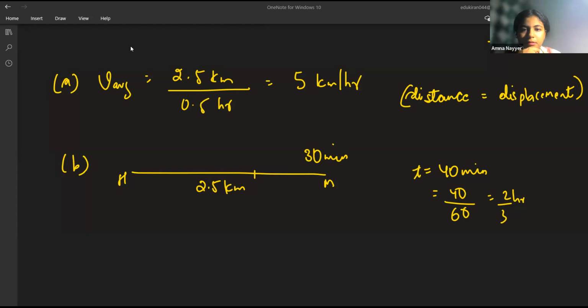Yes, Basil Ali, right. T is 40 minutes. But if you use 40 minutes, your answer won't come. So it's better if you use 2 by 3 of an hour. Nabia used 2 by 3 hours only.